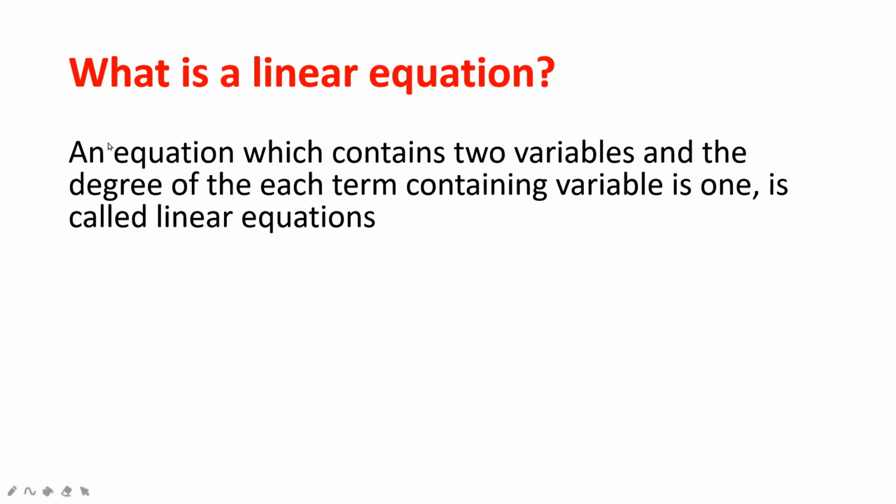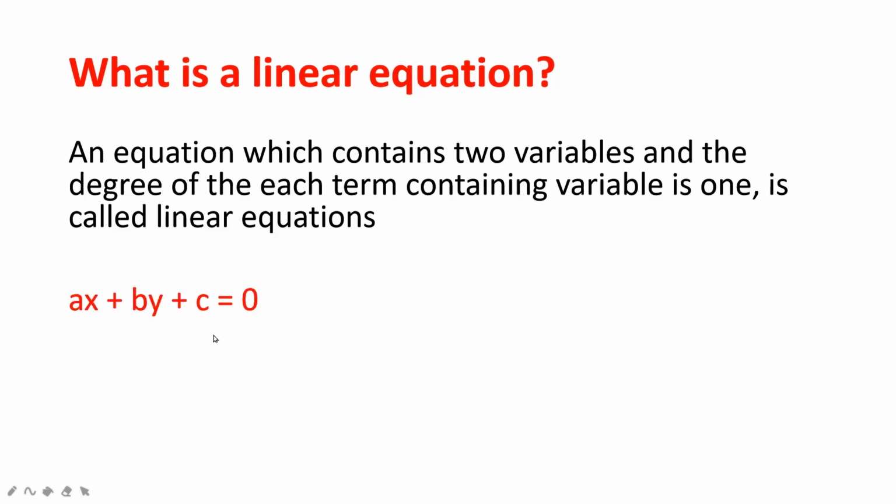So according to the definition, we should have an equation which is having two variables wherein the variables can be any of your alphabets and the degree of the two variables should be 1. That is, if I'm having x and y as my two variables, then the degree of the two variables should be 1. That is, we should have x raised to 1 and y raised to 1. If these two conditions are satisfied, then the given equation is a linear equation. If any of these two is not satisfied, then this is not a linear equation.